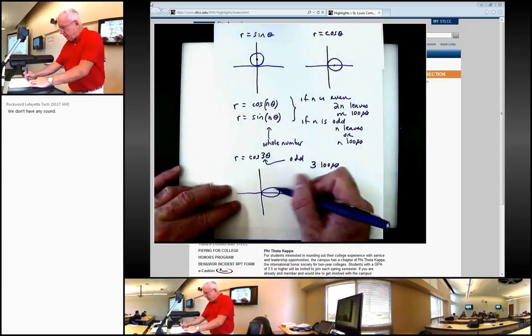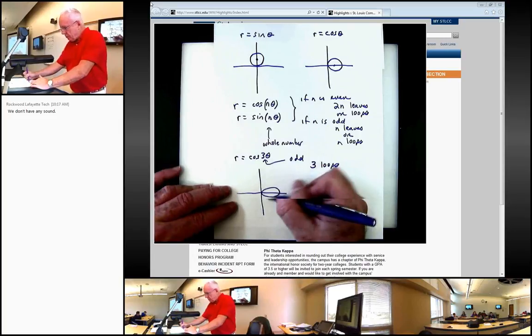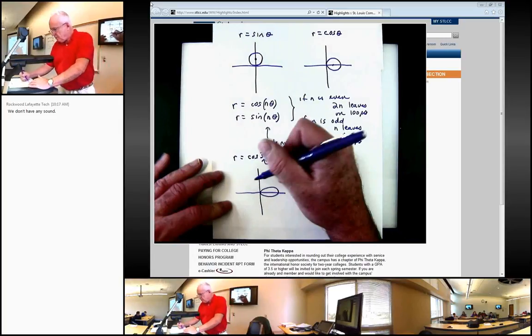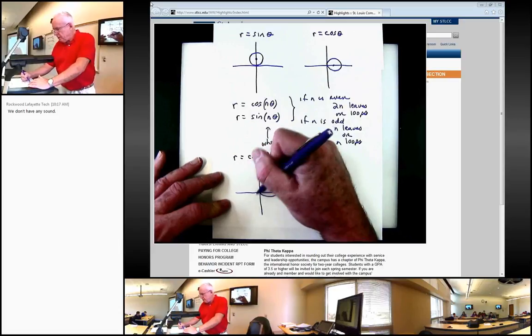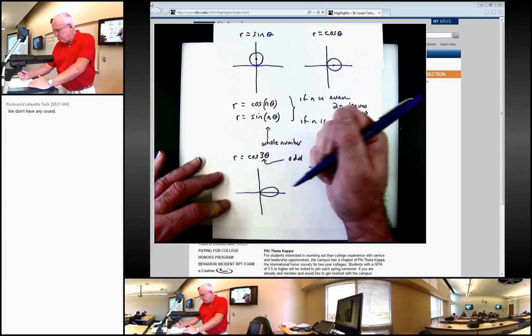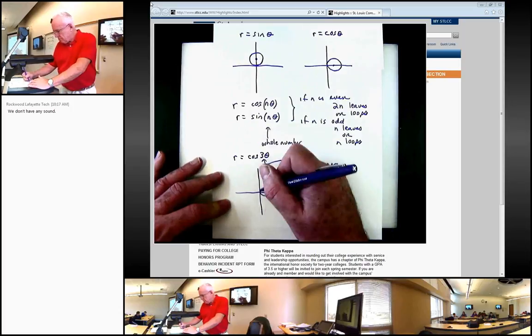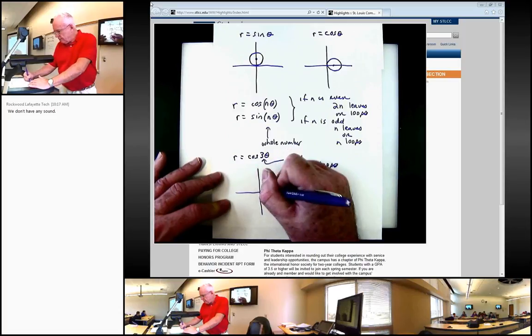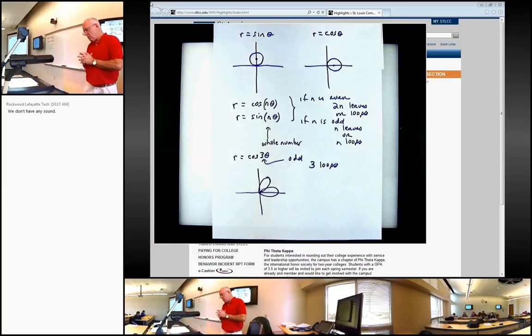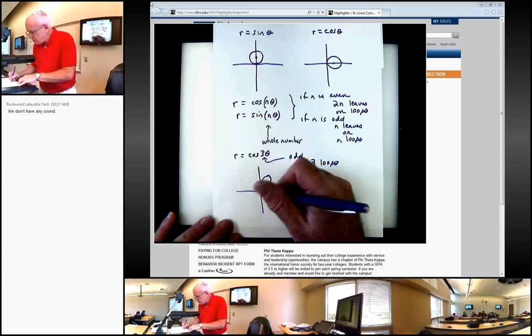This is going to all be from 0 to pi over 2. And from pi over 2 to pi, it's just going to be this loop again. From pi to 3/2 pi, it's going to be negative. So we're going to have something like this.